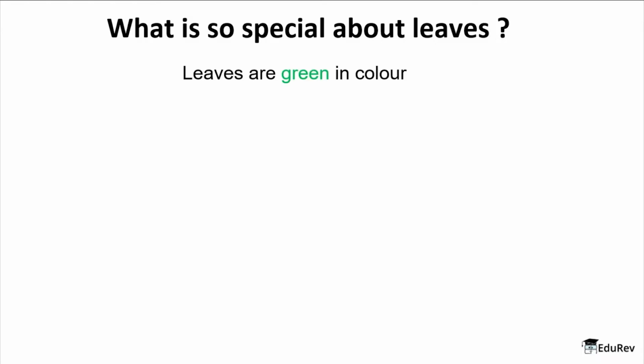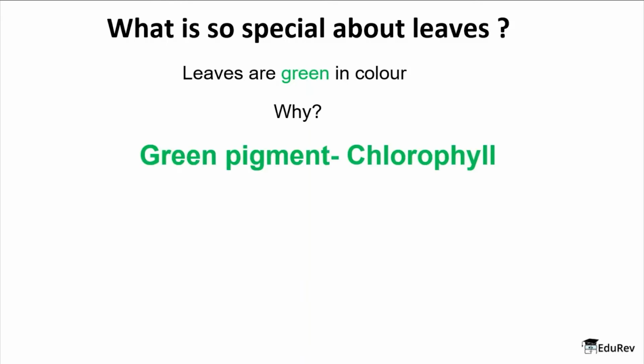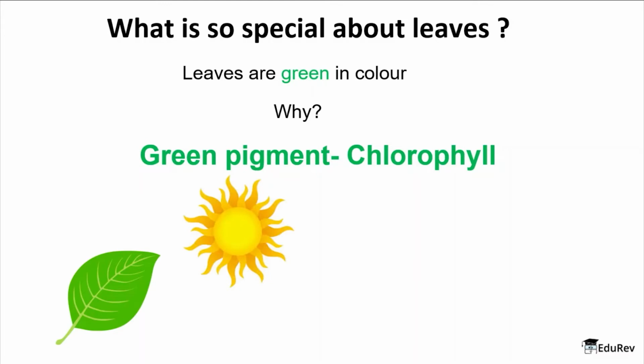Well, one thing we know is that leaves are generally green in color. The reason is that leaves have a green pigment called chlorophyll, and this special green pigment is very important. Why? Because chlorophyll is the reason why plants can trap the sun's energy and use it to create food from carbon dioxide, water and minerals.